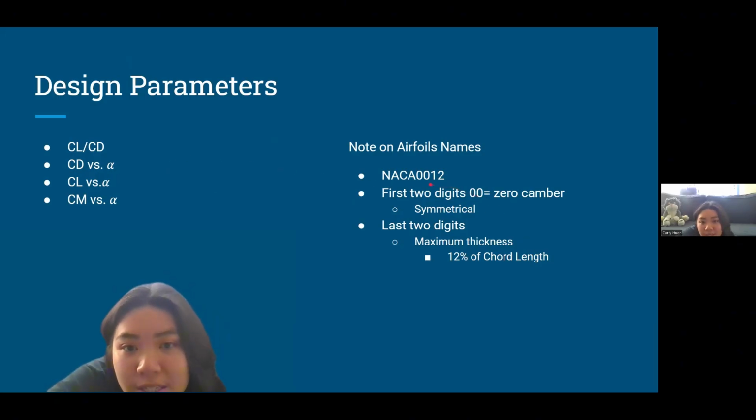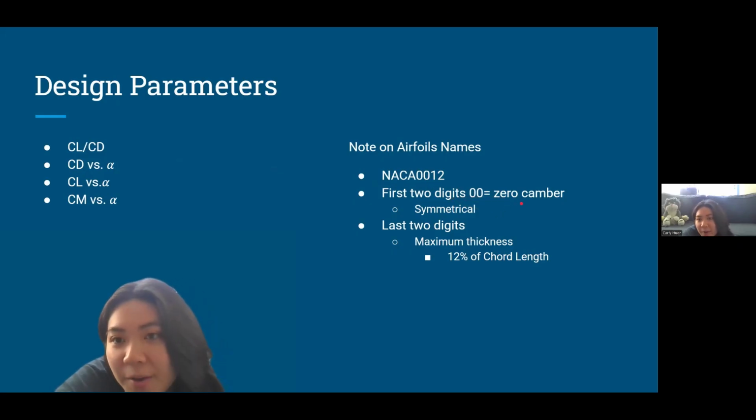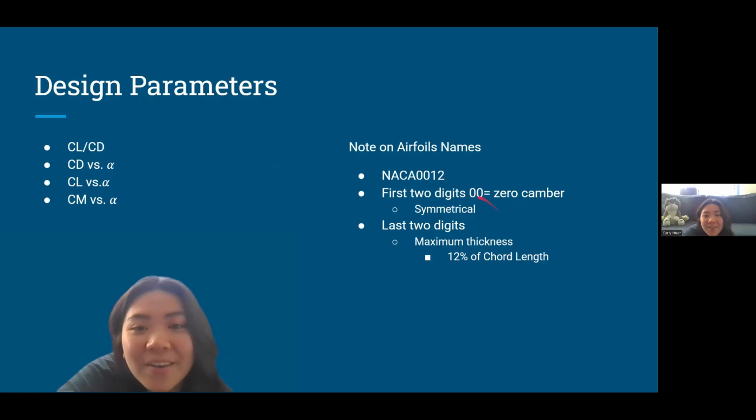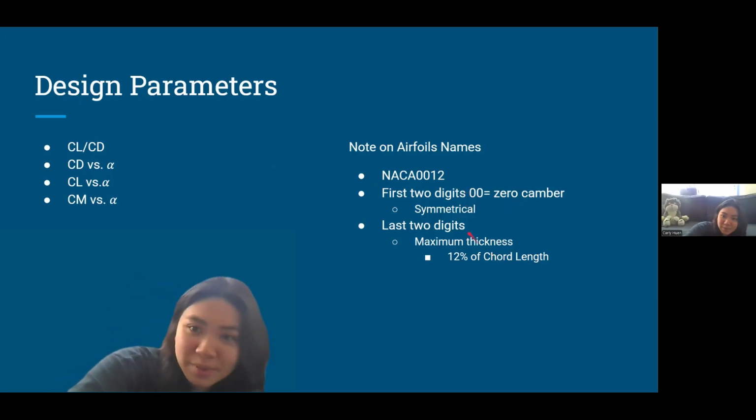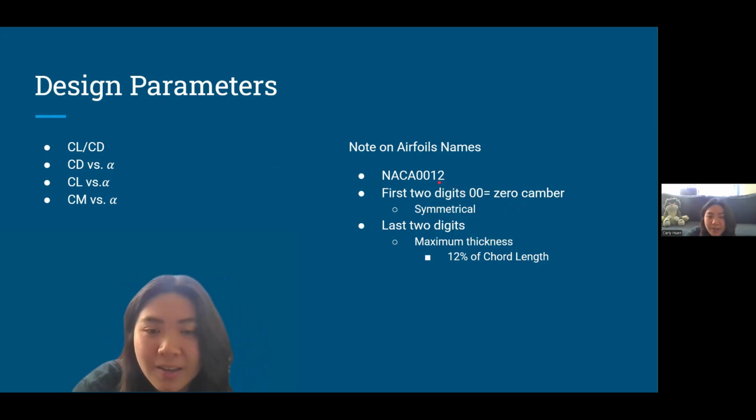The first two digits describe the symmetry of the airfoil. I don't know what camber means, but all you need to know is that 00 means symmetrical. And for our applications, that's muy bueno, okay? And then the last two digits describe the maximum thickness of the airfoil. So it'll be 12% of chord length.